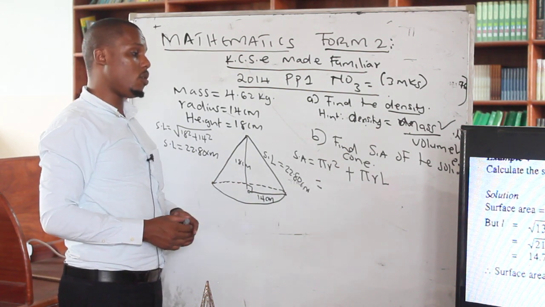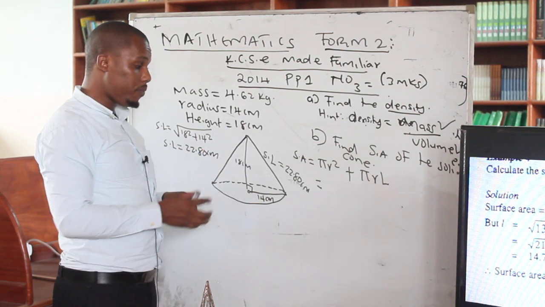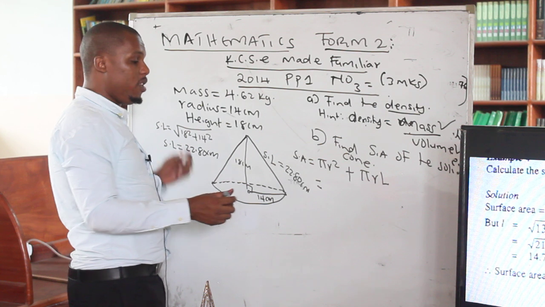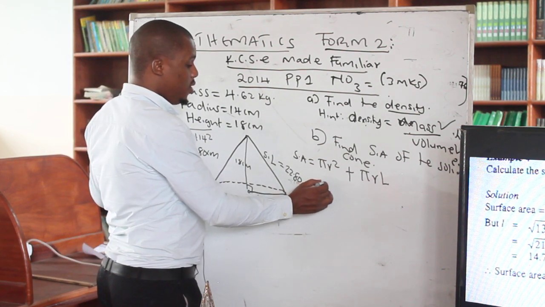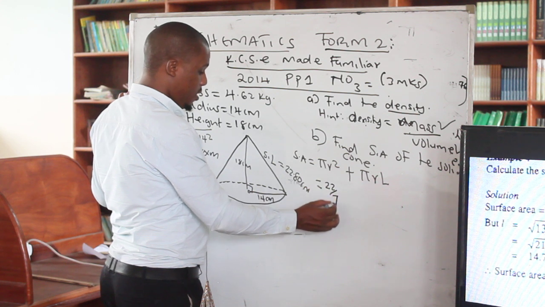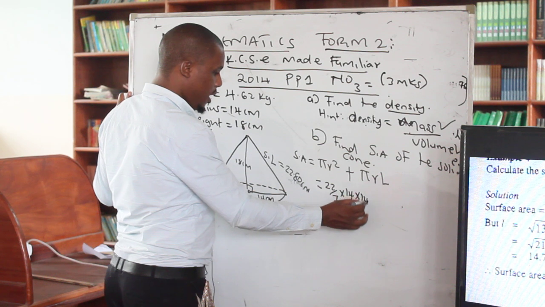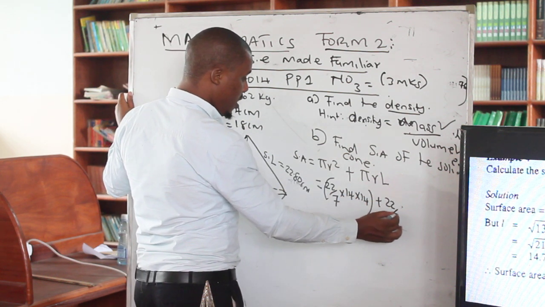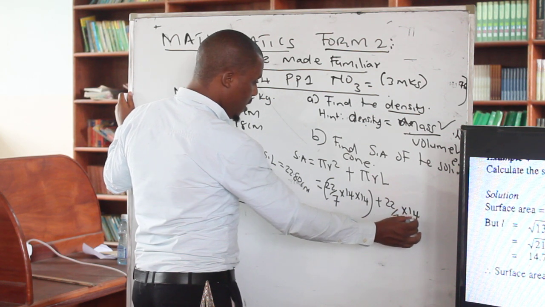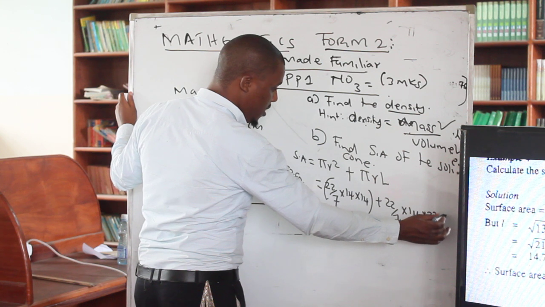With that, you are now good to go, because you have all the information. It's only to substitute into the formula. Starting with pi, which is a constant, it is going to be 22/7, multiplied by the radius 14, multiplied by 14 again. Then you add another 22/7, multiplied by the radius 14, then multiplied by the slanting length, which you have found is 22.80.